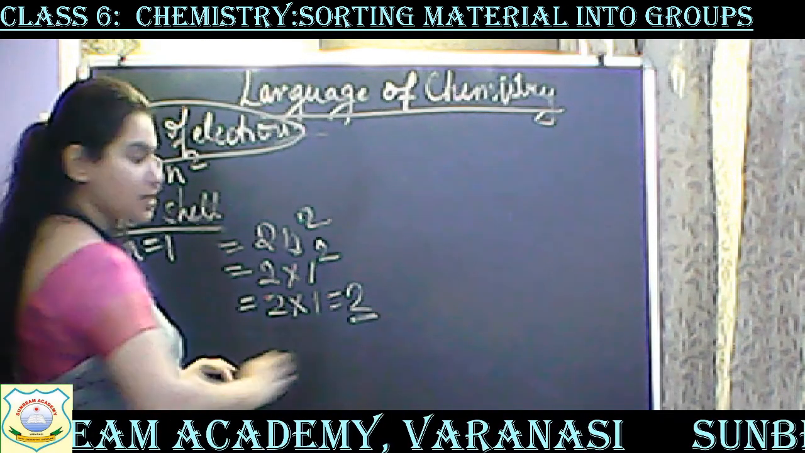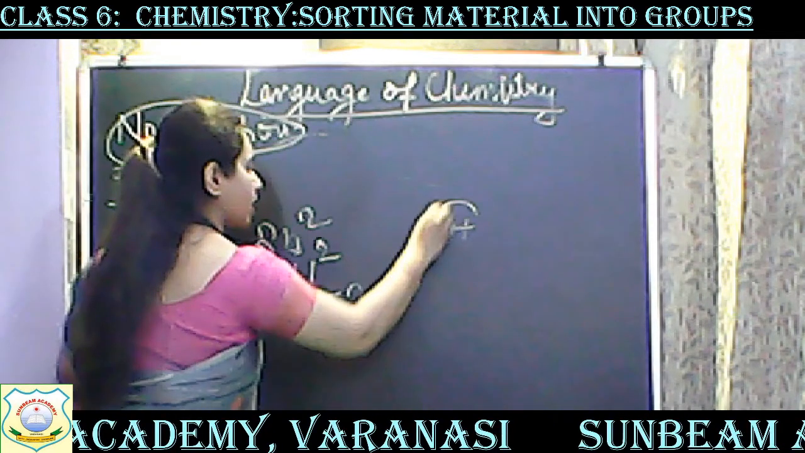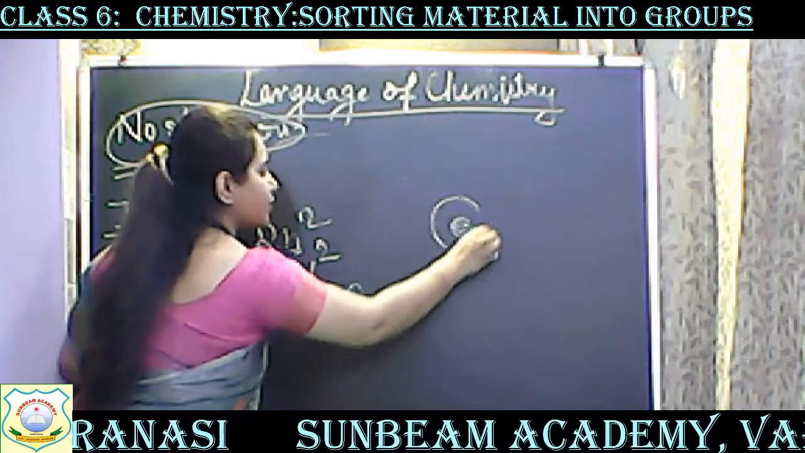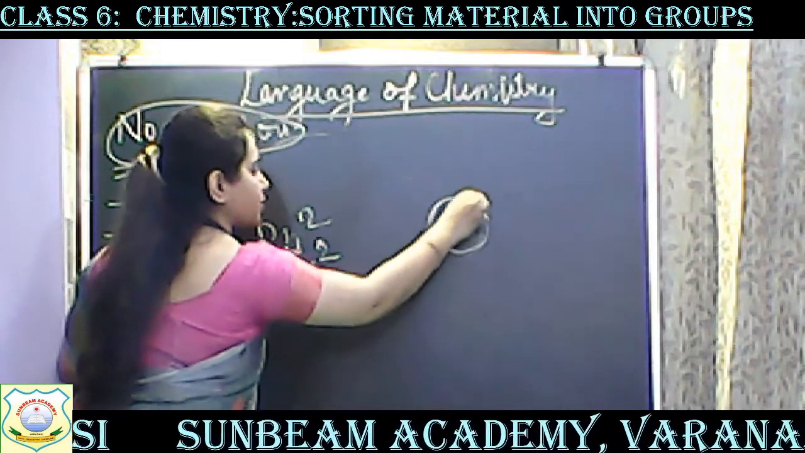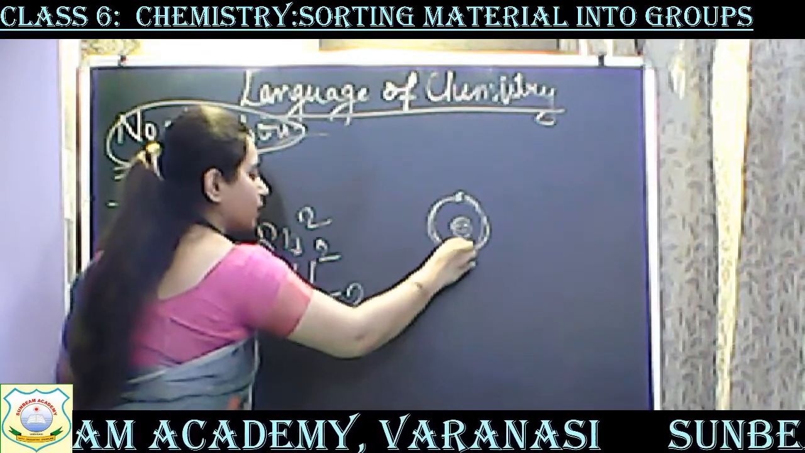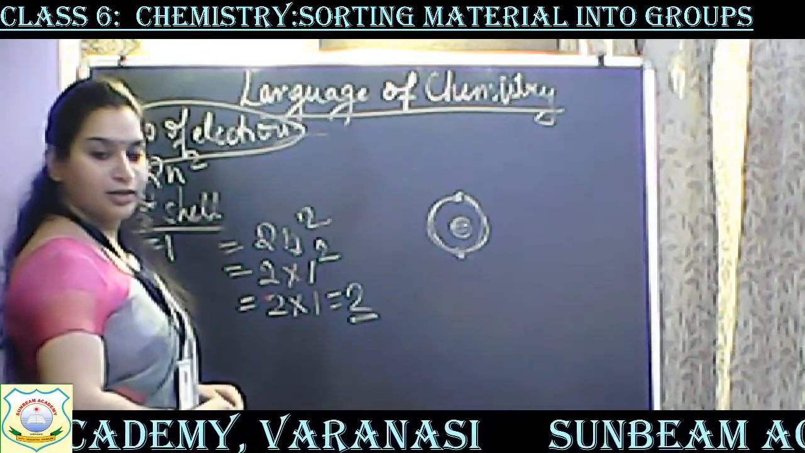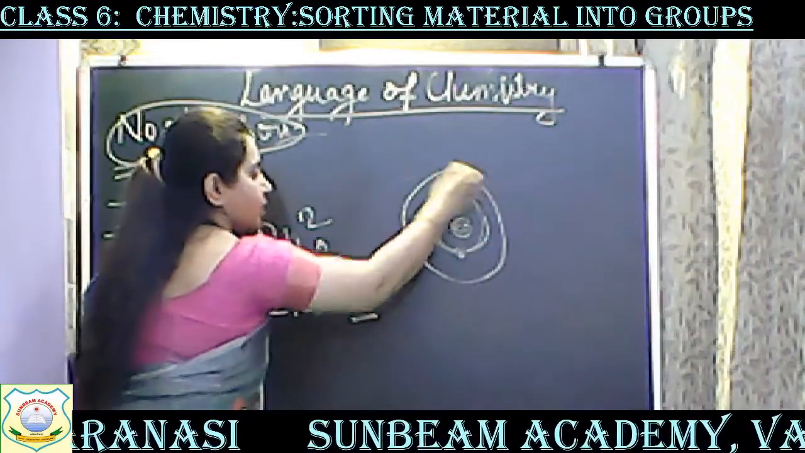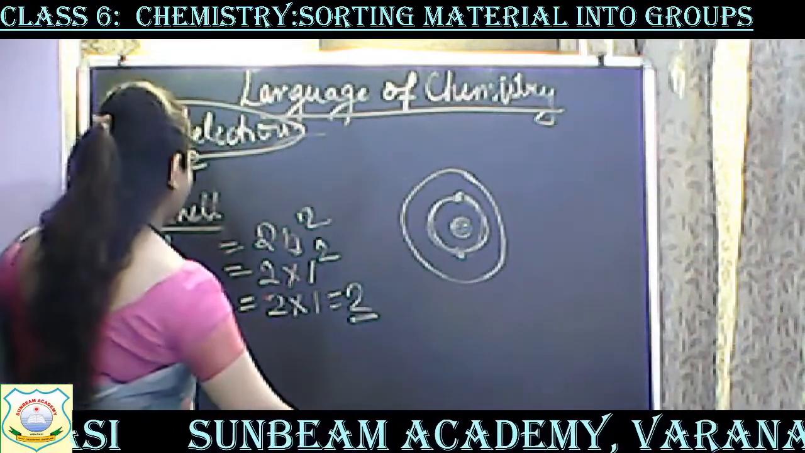Like, this is the positive charge at the center. This is the first shell, the first valence shell. So the maximum number of electrons can only be 2 here. Got it? Clear? Now we have the second shell, where n is equal to 2.